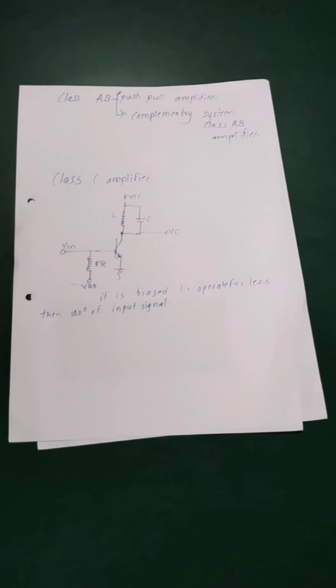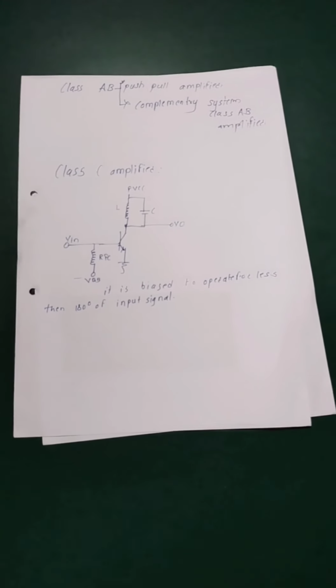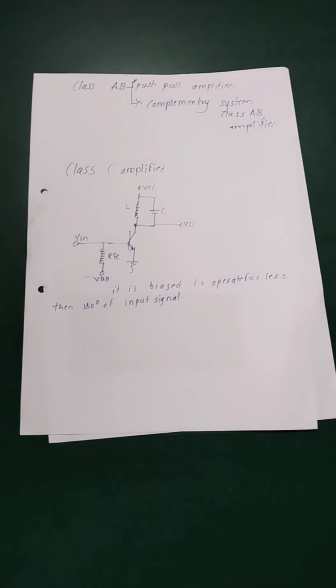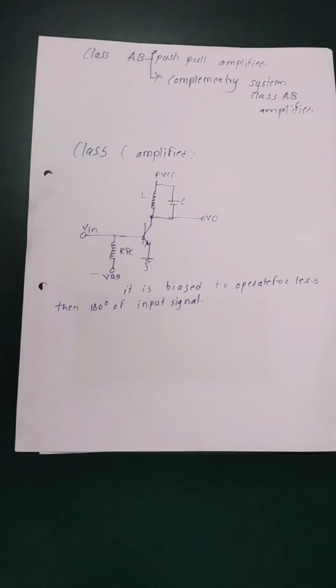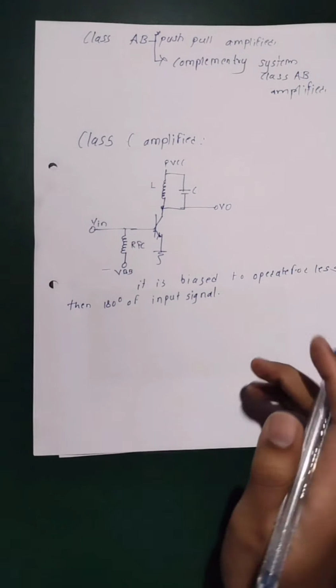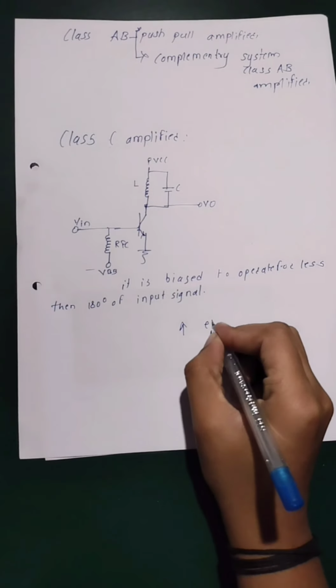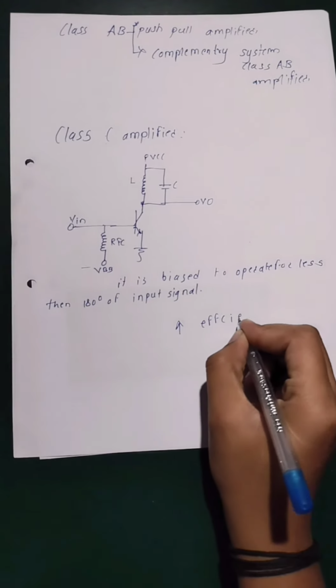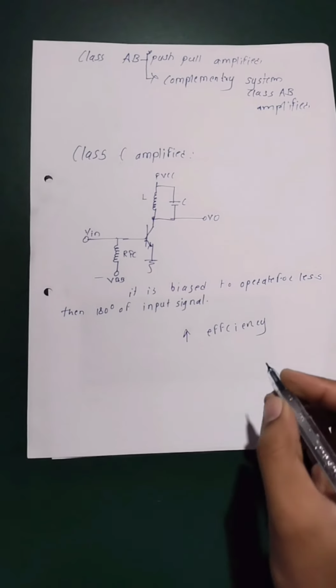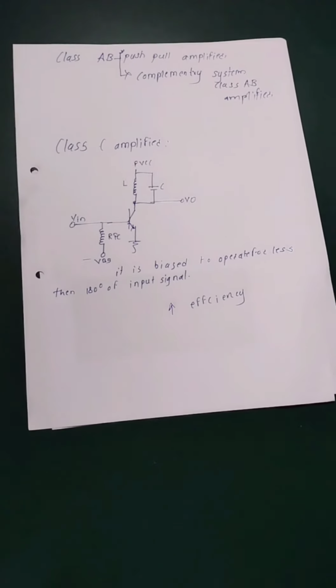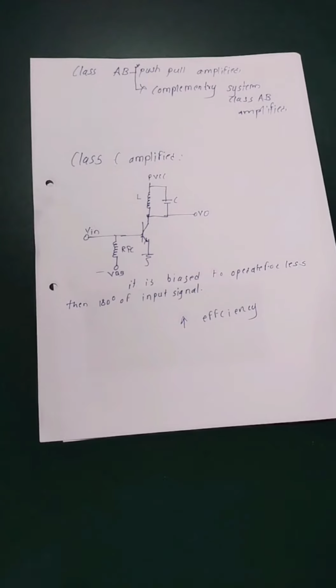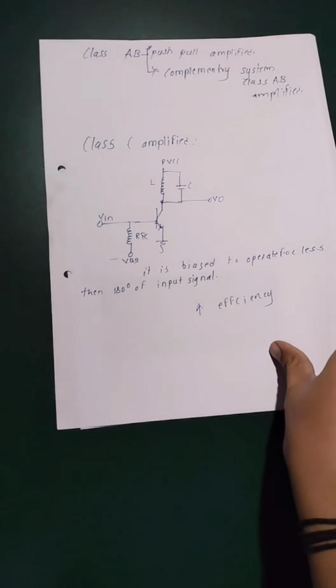Again, the class AB is also classified into two types: push-pull AB amplifier and complementary symmetry class AB amplifier. As we know, the efficiency of a class C amplifier is more, and it has less distortion. So, class C amplifier is widely used for applications.